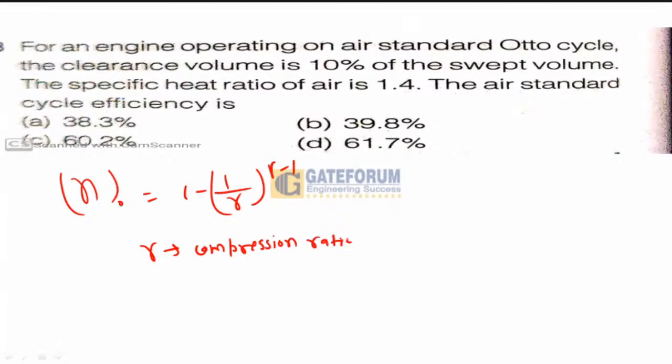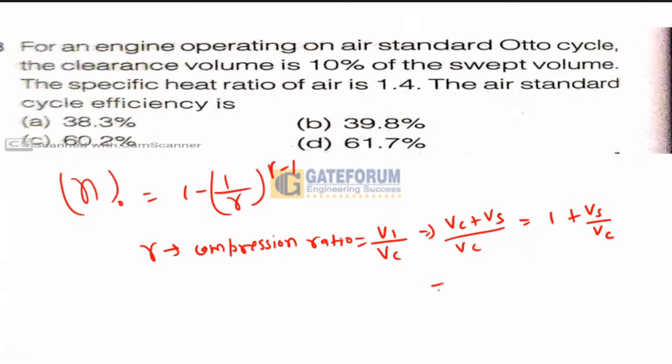We have to calculate the compression ratio. And you know what the compression ratio is, my dear friends: v1 upon Vc. You can calculate the compression ratio very easily. Why? Because v1 is Vc plus Vs, so r is Vc plus Vs upon Vc. So you can write 1 plus Vs upon Vc.